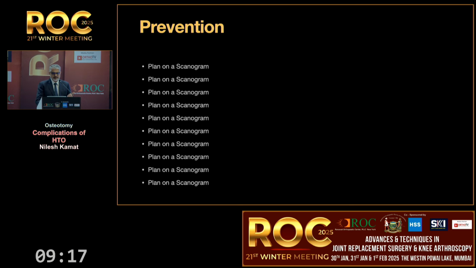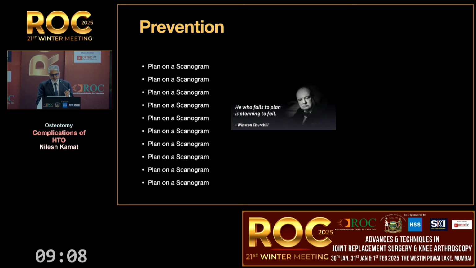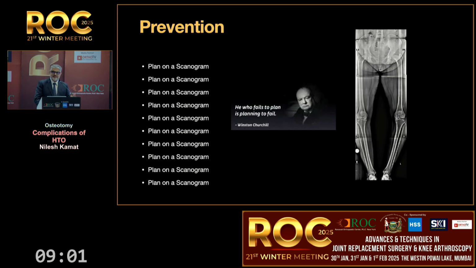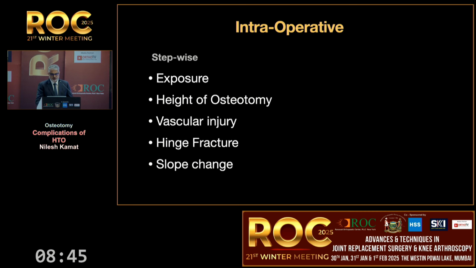So how do you prevent? And this is going to be reiterated over and over again in these two sessions: you have to plan on a scanogram, you have to plan. Because if you don't plan, you're definitely planning to fail. And this really holds good. When you're looking at an x-ray like this, as has been spoken in the previous talks, when you have a significant deformity and your Mikulicz line is not going through the articular surface, think about the fact that you may require a double level osteotomy. So don't shy away from it, think about it, talk to the patient, and then plan accordingly.